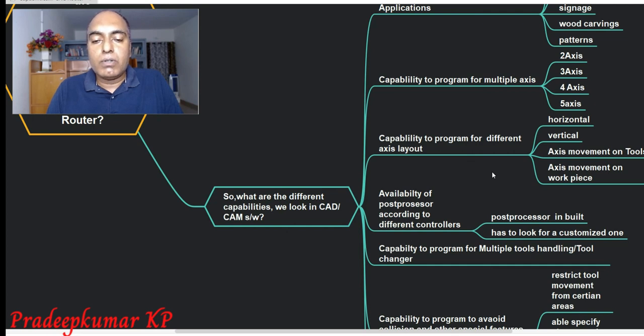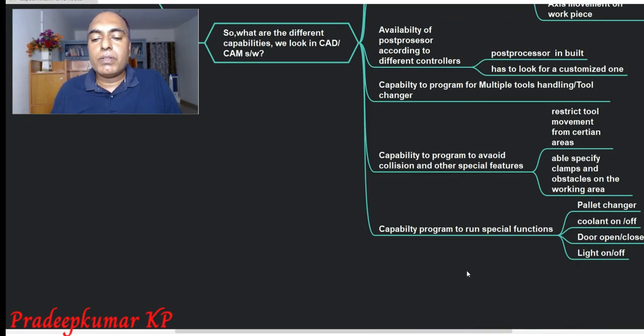So that was the fourth point. Then we have to look for the capability to program for multiple tool handling and tool change, and some software has only single tool programming capability. So we have to check that also. If your machine has multiple tool handling and a tool changer, then you have to look for software which can do the programming for it.